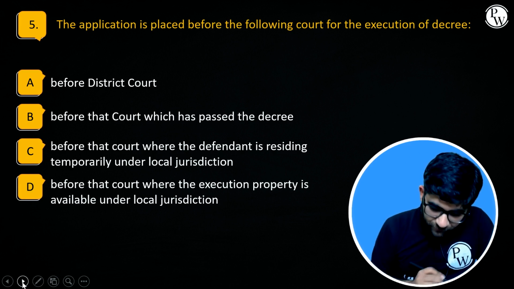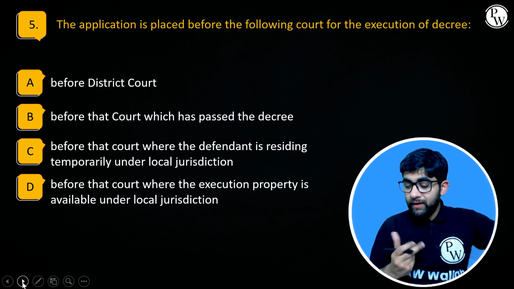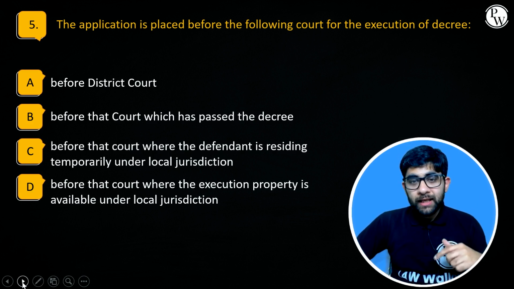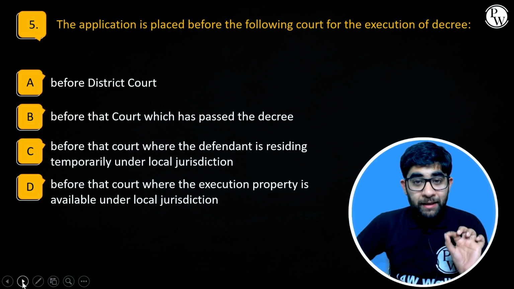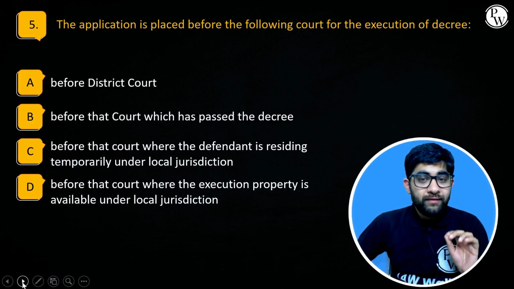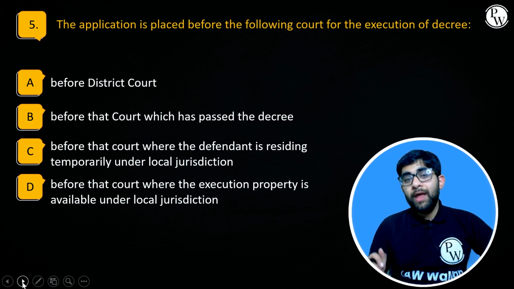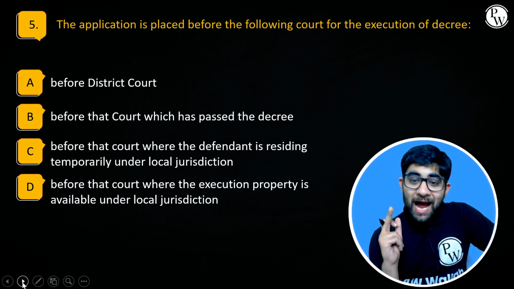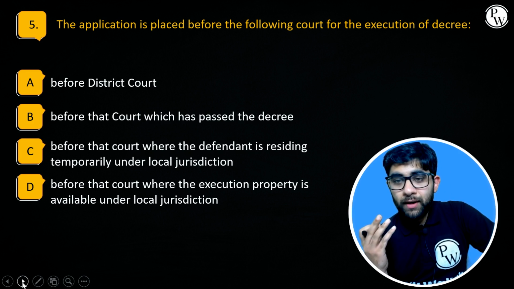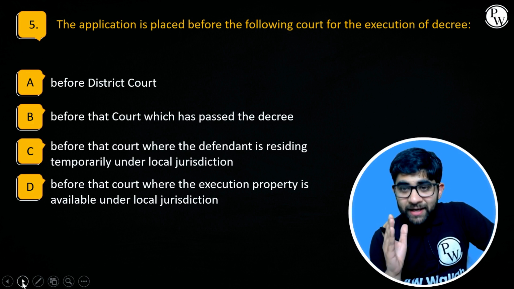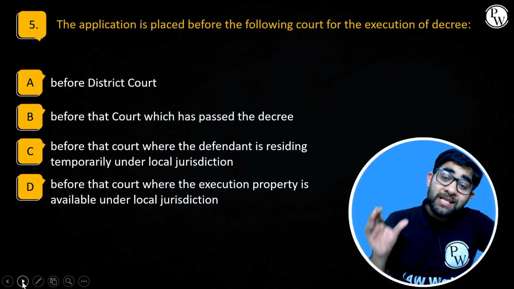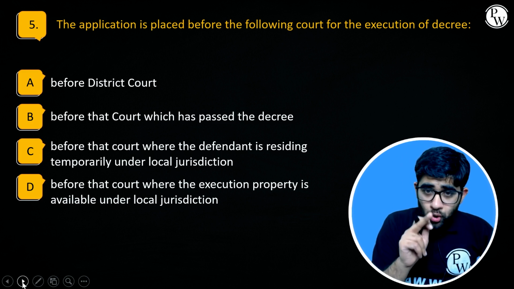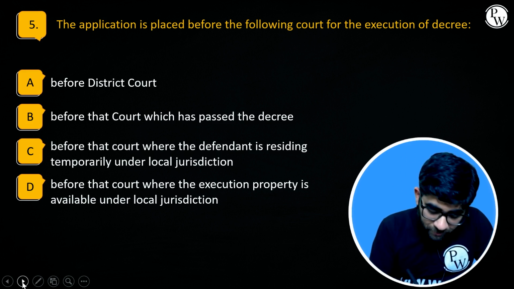Next shall be fifth. The application is placed before the following court for the execution of decree. Before district court, before that court which has passed the decree, before that court where the defendant is residing temporarily under local jurisdiction, before that court where the execution property is available under local jurisdiction. Now, I have already told you the option after the court has passed its decree and it cannot do anything, then your decree can be transferred until and unless the remedy avails in the territorial jurisdiction of the court that has passed the decree that has the original execution power. So the application is placed before the court which has passed the decree. That is option number B.